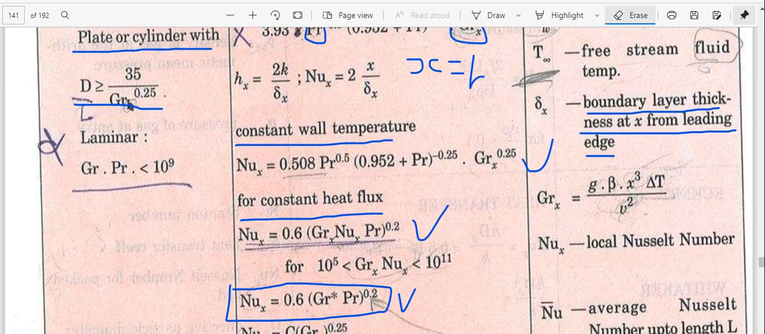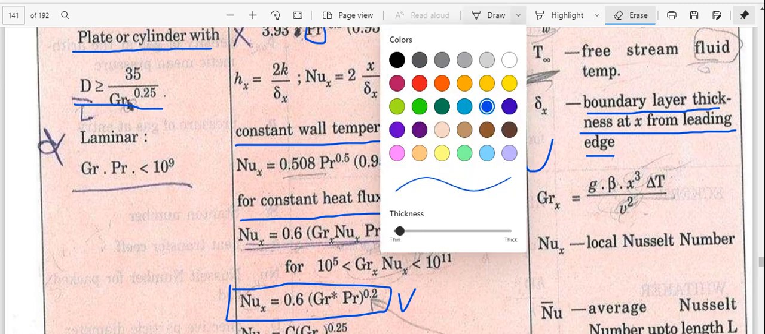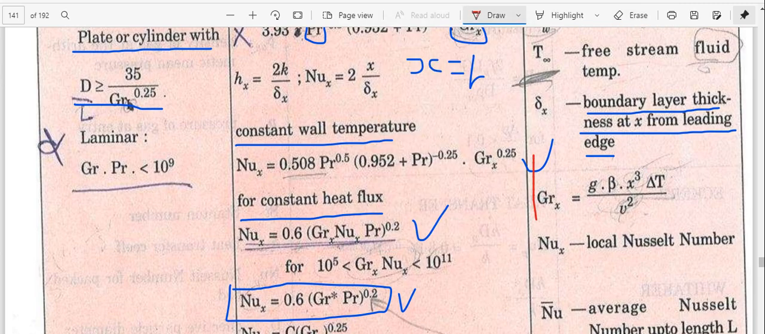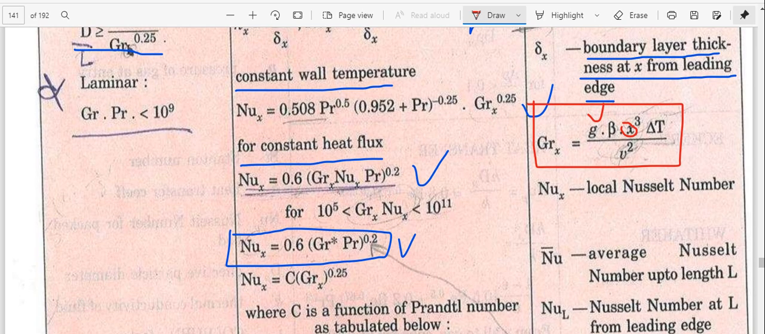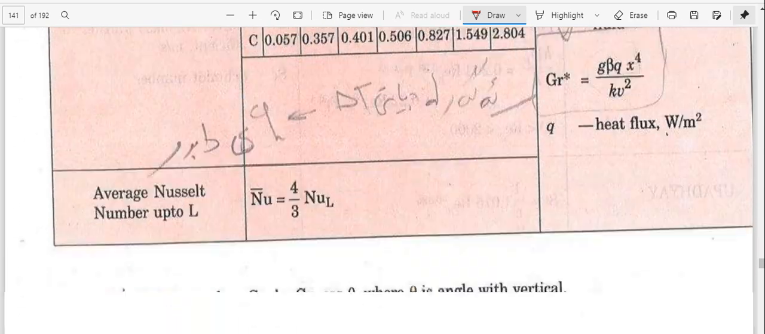The Grashof number is equal to g beta x cube into delta T by nu square. Here delta T is the change in temperature, wall temperature minus ambient temperature. Here x is the characteristic parameter, x equal to L, g is 9.81, and nu is the kinematic viscosity.